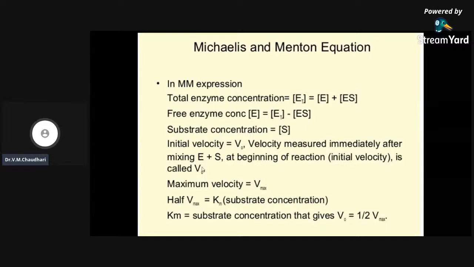Then maximum velocity is denoted by the term Vmax. What is Vmax? Vmax is the maximum velocity at which very fast rate enzyme converts substrate into product. That is the Vmax. Now what is half of the Vmax? Half of the Vmax is nothing but the substrate concentration where conversion rate becomes half. That is the half Vmax, and Km is the substrate concentration that gives V0 half of the maximum velocity.